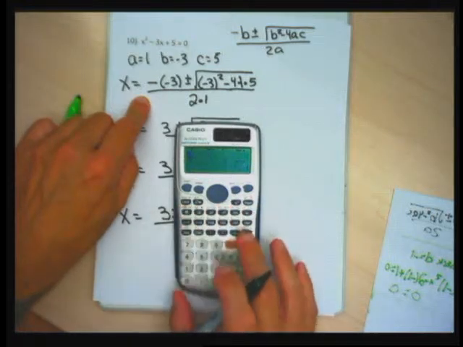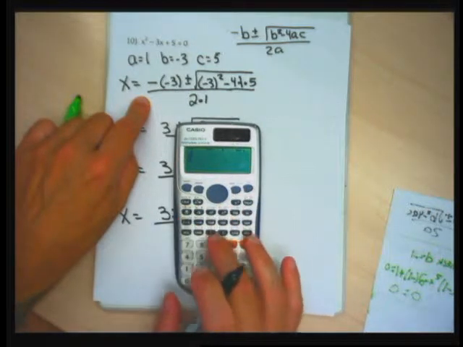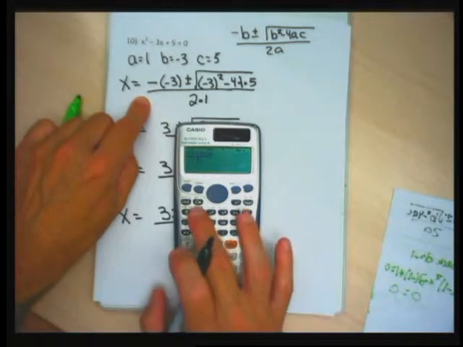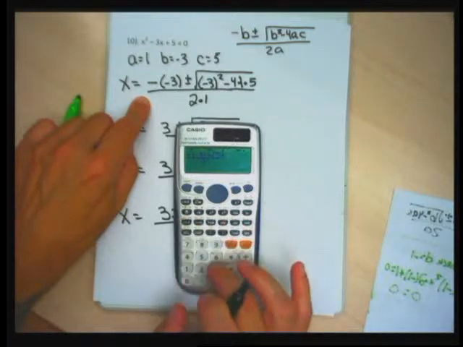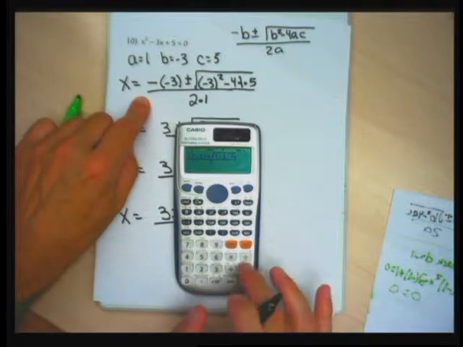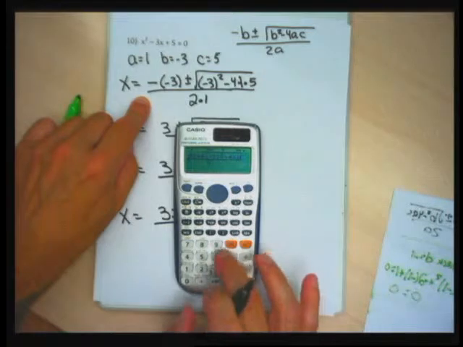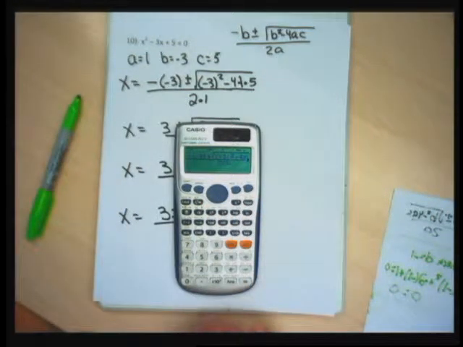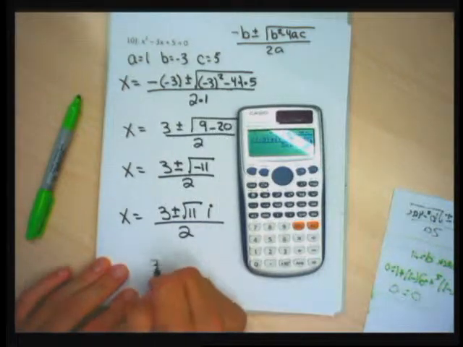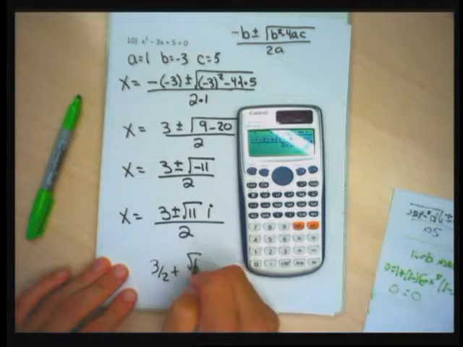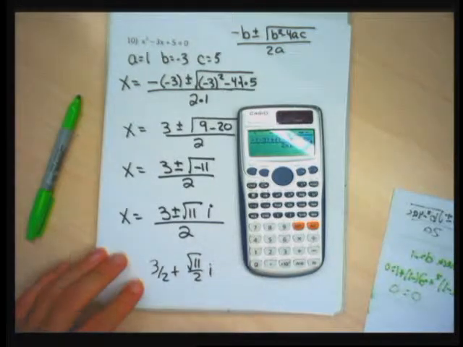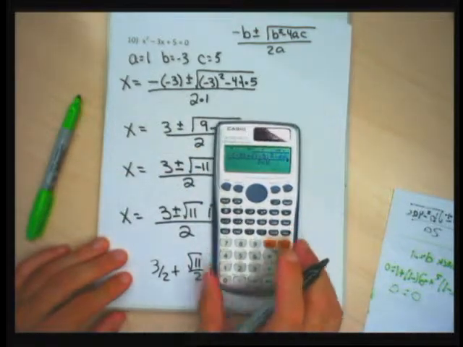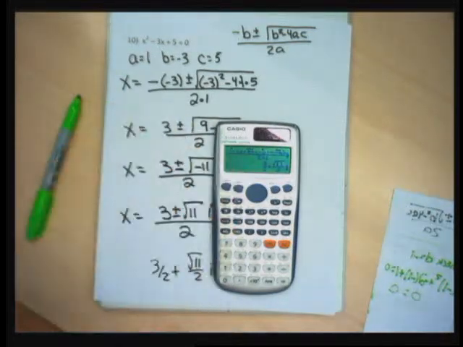On my calculator, if I wanted to do the double negative, I'd go negative and then parentheses negative 3 plus the square root of parentheses negative 3 squared minus 4 times 1 times 5, all over 2 times 1. And I bet you it's going to give me 3 over 2 plus the square root of 11 over 2 i. So you can see the pieces a little bit, but it's a little different than what I got by hand.